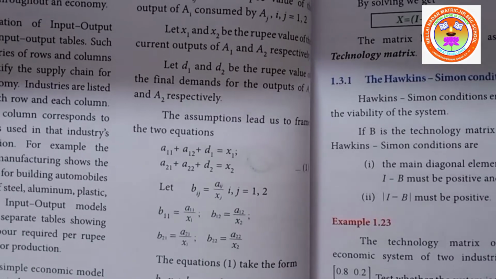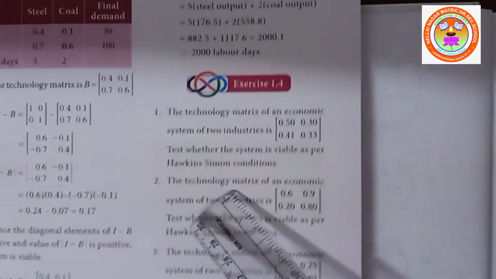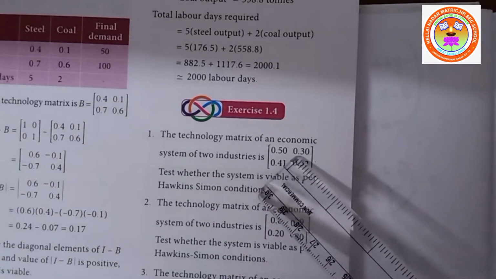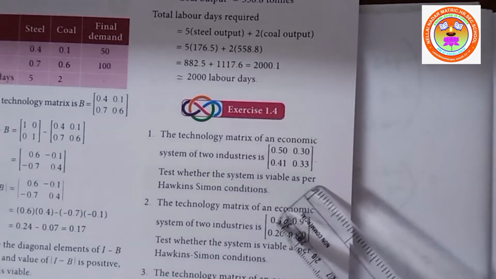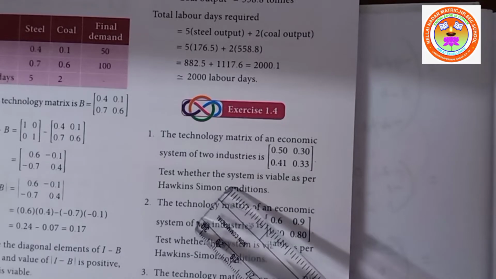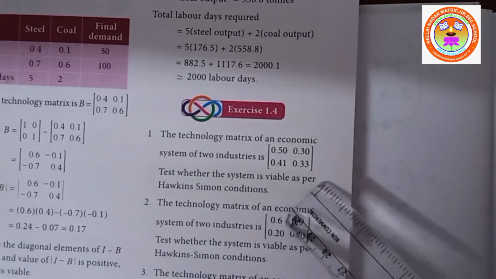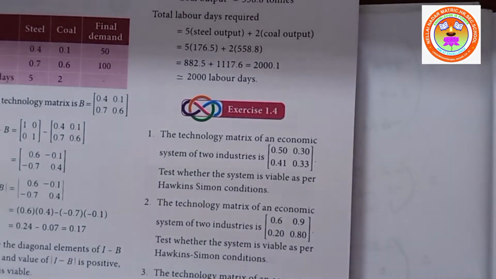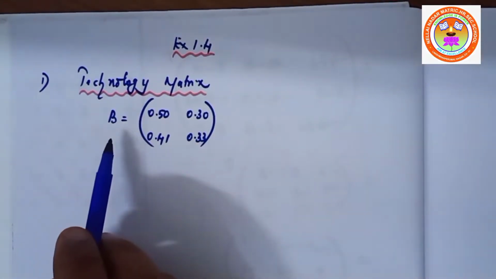Yes, I straight away get into exercise 1.4. Children, I read the question, listen. The technology matrix of an economic system of two industries is given by the matrix. Test whether the system is viable as per Hawkins-Simon condition. Okay. I consider the technology matrix as capital B.